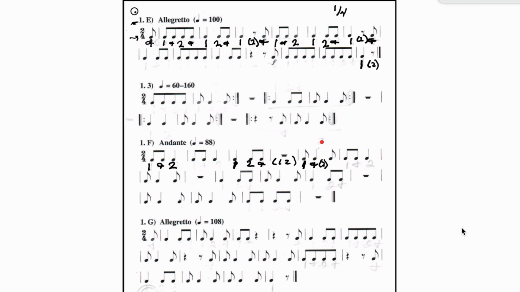You can see the person who used this book before came to this measure and wrote a question mark on it. And then we figured it out in class. That's what happened. So this measure, 1 and 2 and. 1 and 2 and. The 2 doesn't get said. We're holding through. 1 and. And then we keep going. That same syncopation happens a bunch in this exercise.